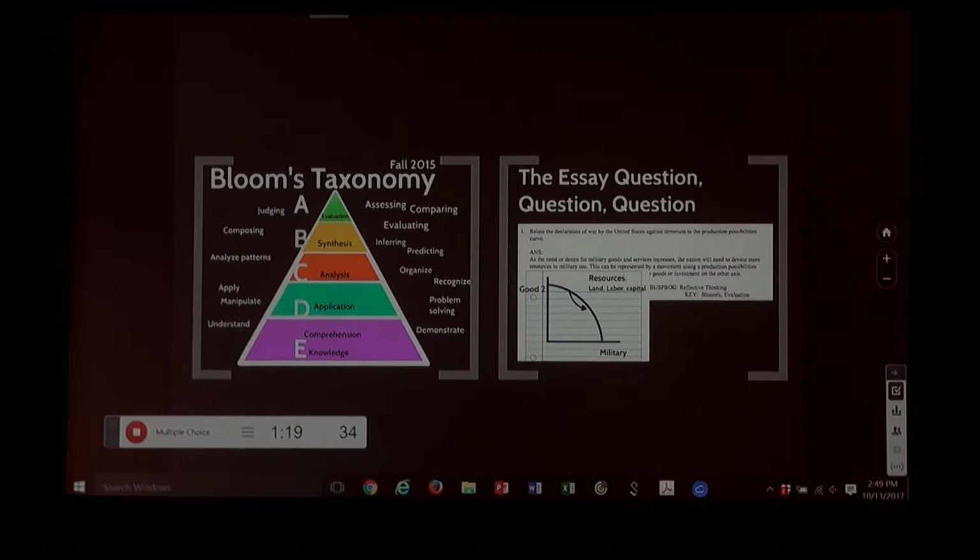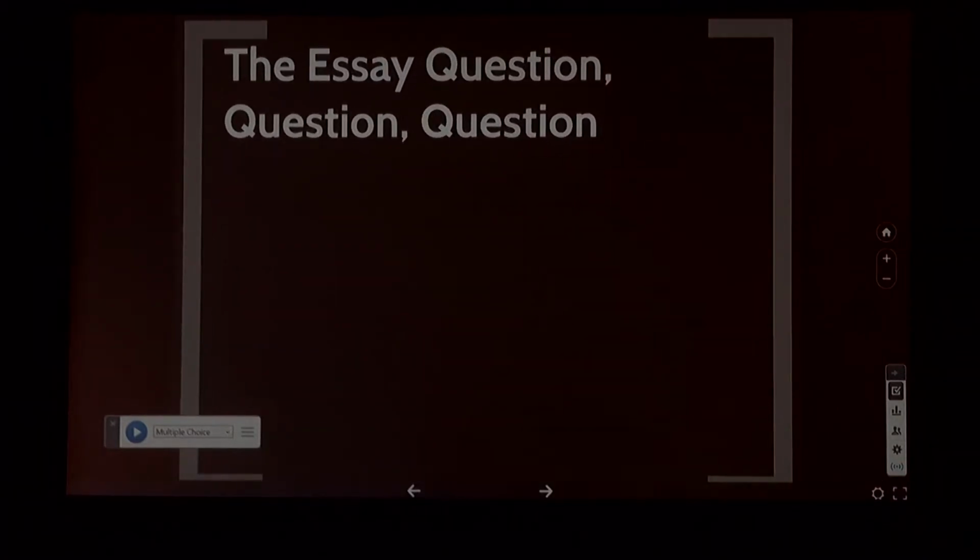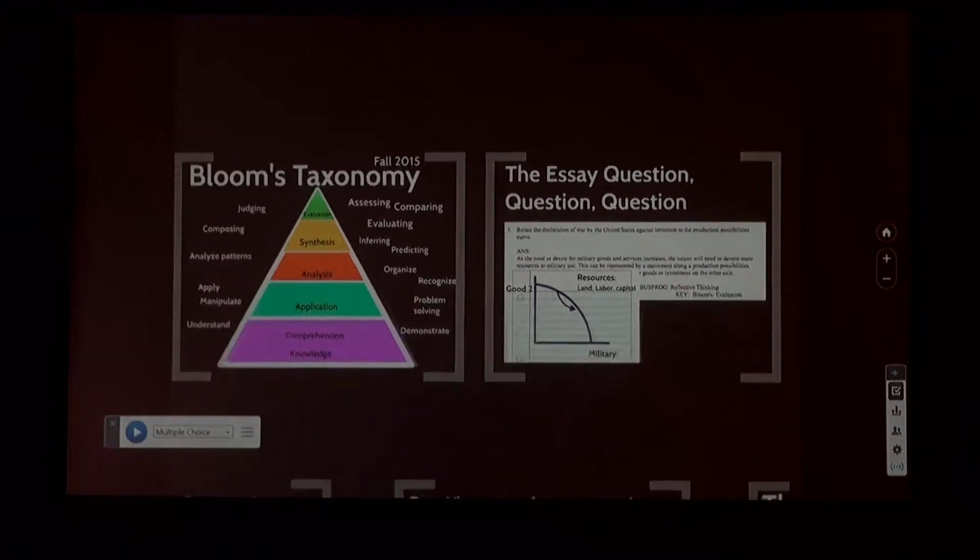Fortunately, let's see if we can get this going again. I think we might be interfering with my clicker. There we go. Fortunately, whoops, sorry.